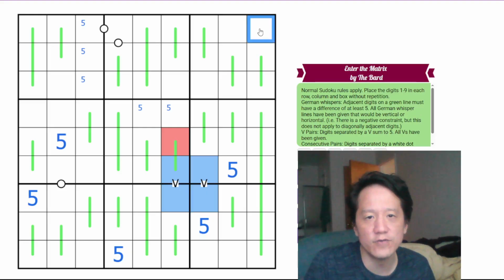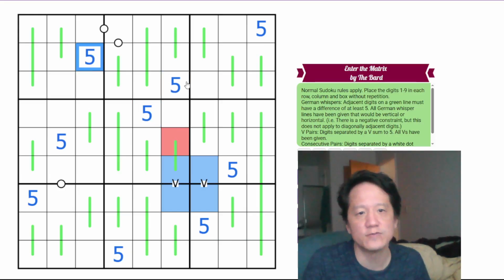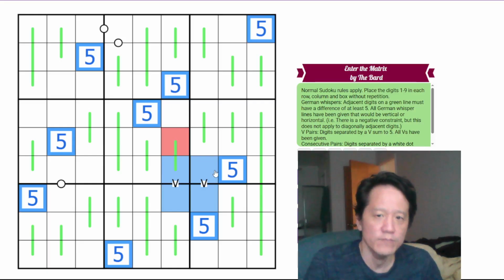Where is the 5 in box 3? Can't be here, can't be here, can't be on the German whisper line, so this is 5, which means this can't be 5. Where is the 5 in box 2? Can't be here. Can't be on the German whisper line, so it's here. So this is 5, this can't be 5, this must be 5. This 5 eliminates 5 here, so this must be 5. So those are all the 5s.